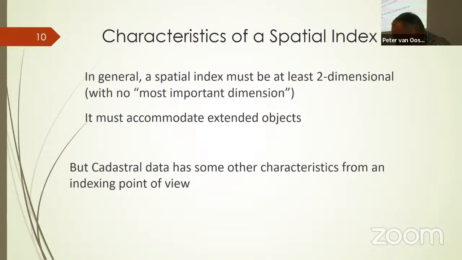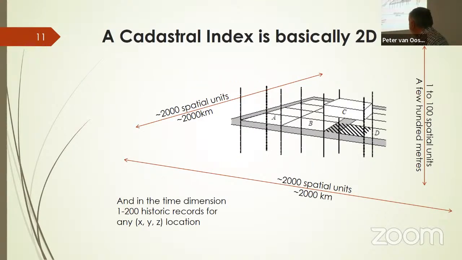But there are some other strange characteristics. Firstly, it really is for cadastre only 2D in terms of indexing, because in an X or a Y direction, you could be looking at 2,000 spatial units from one side of the database to the other, or 2,000 kilometers. From the Z direction, you could be looking at 100 spatial units and a few hundred meters.